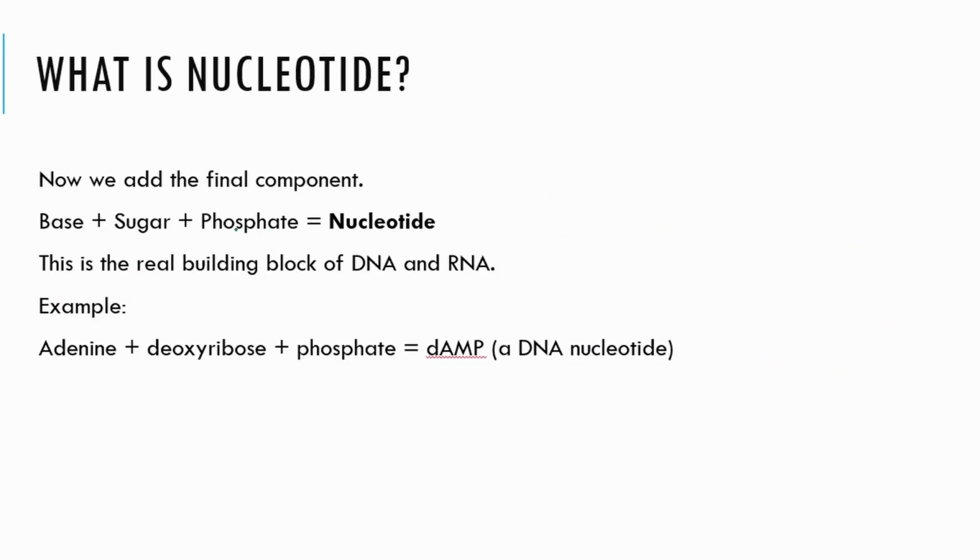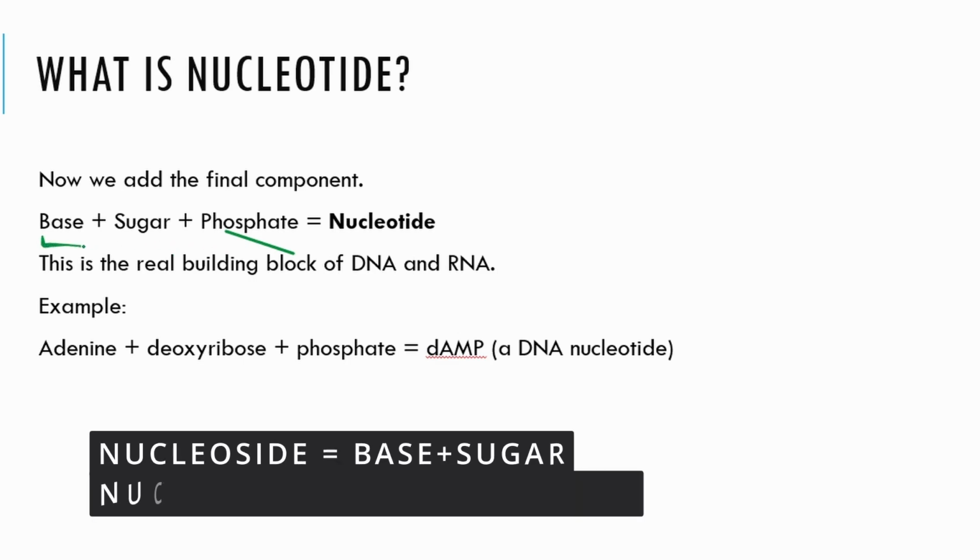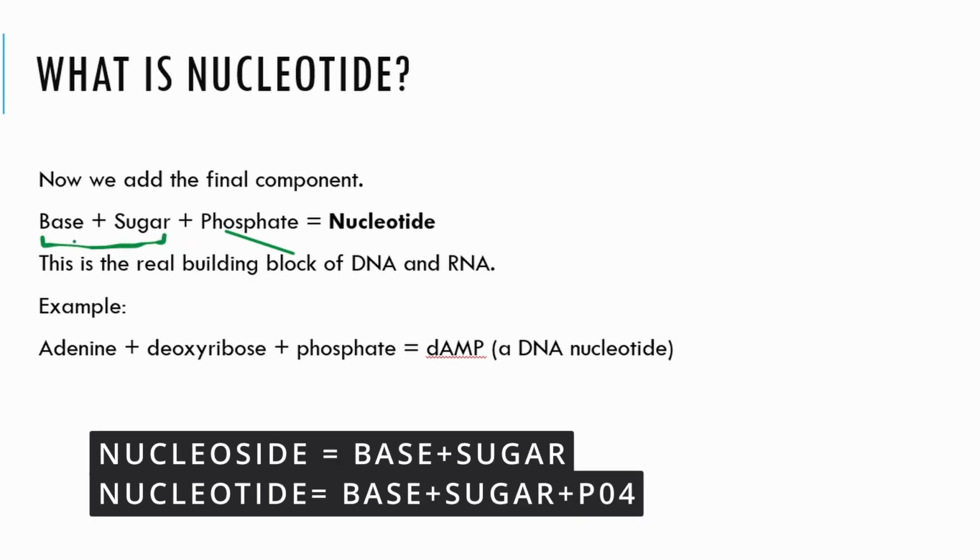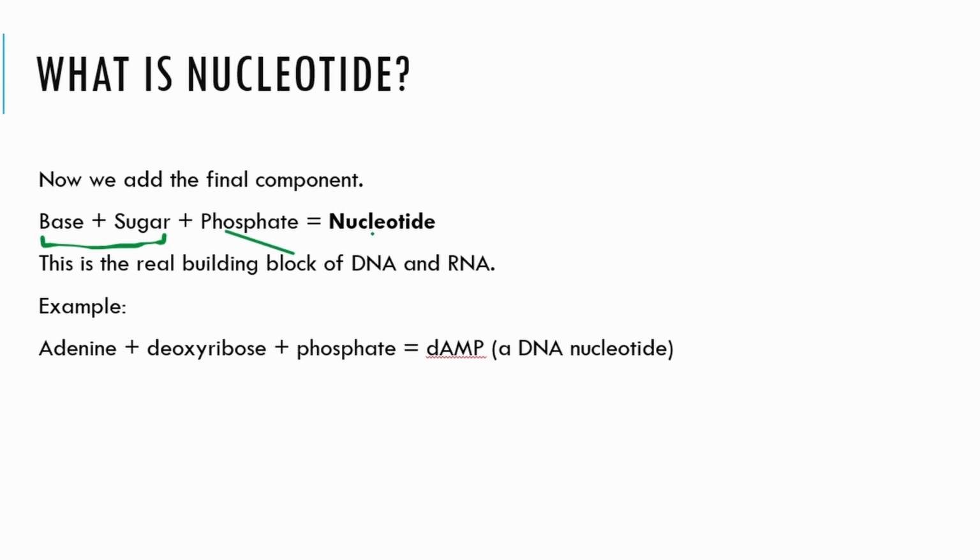Here we add the final component: base, sugar, and phosphate. The moment you add phosphate, you form a nucleotide, and when only base and sugar are there, that is called a nucleoside. So base and sugar, nucleoside; base, sugar, and phosphate, you call it a nucleotide. And this is the real building block of DNA and RNA. So adenine, deoxyribose, and phosphate, you form deoxyadenosine monophosphate, which is a DNA nucleotide.